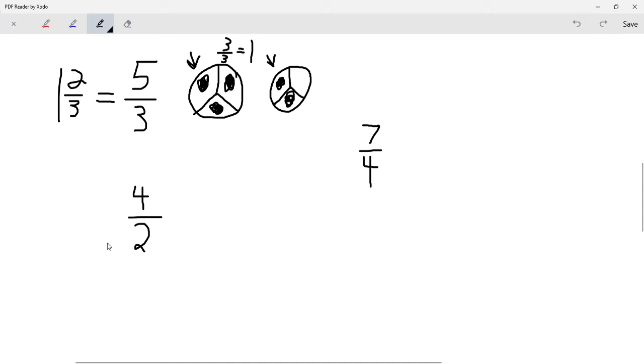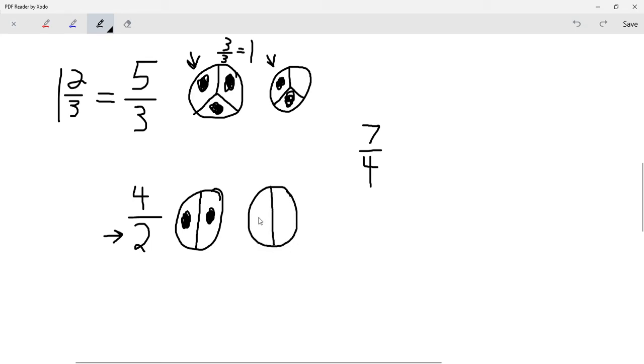Now, let's go to 4/2. Since the 2 is on the bottom, I have to split the whole into halves, or 2. Each of these circles is a whole. Now I'm going to color both of them, because it says there's 4 in the numerator, so we need to shade 4 of them. I shaded 2 of them, and then we need to keep drawing circles until we get to 4.